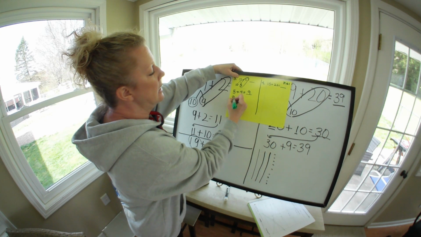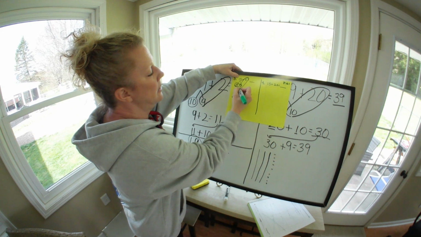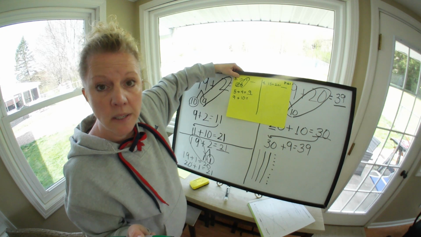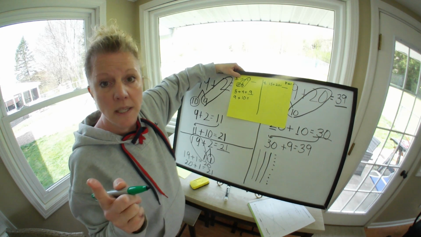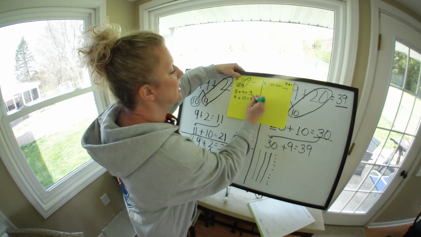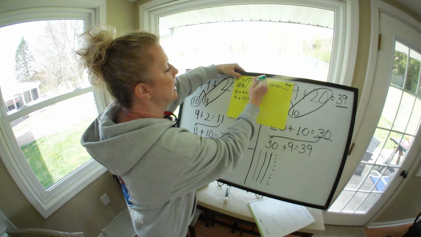And then you bring that 9 down to add it to the 10 that you didn't use. So I can ask you, what's 9 plus 10? Or the easier way is, what is 10 plus 9? Or 10 9, which is 19. And I can write my answer here.